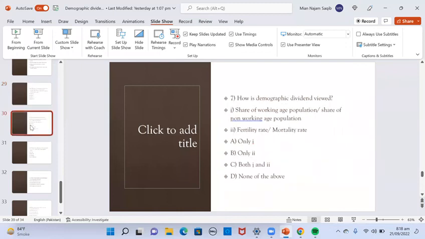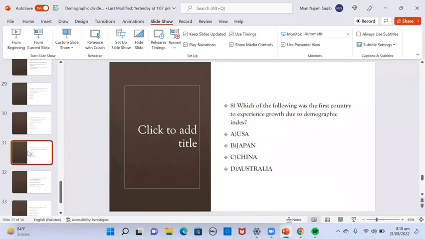Question 7: how is the demographic dividend viewed? Number 1, it is the share of the working age population over the share of non-working age population. And number 2, it's the fertility rate over the mortality rate. So option A is only 1, B only 2, C both 1 and 2, or D none of the above. It's A.